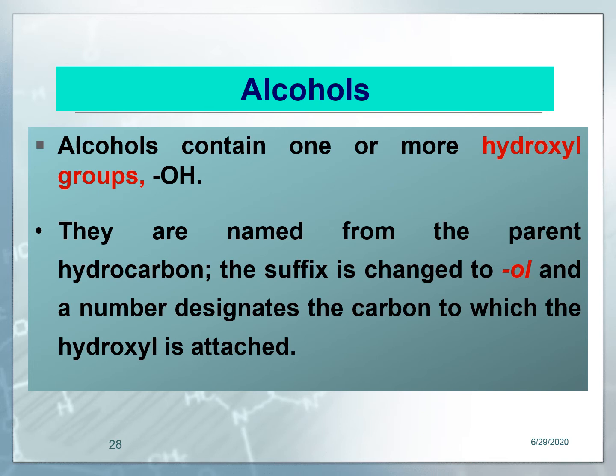Alcohols contain one or more hydroxyl groups, OH. They are named by adding -ol, and a number designates the carbon to which the hydroxyl is attached. For example, here is 2-propanol, because the OH group is in position 2. Similar with the rest of the examples.